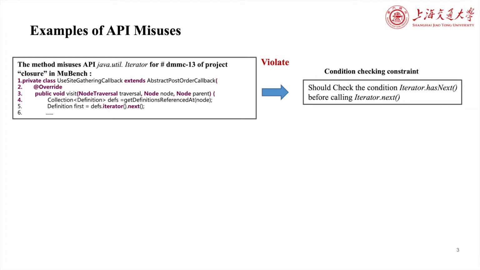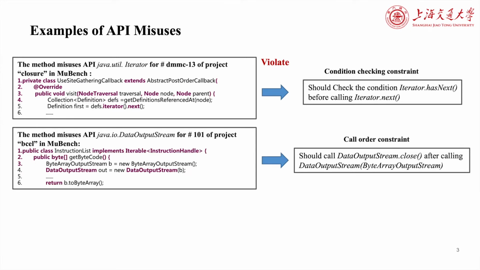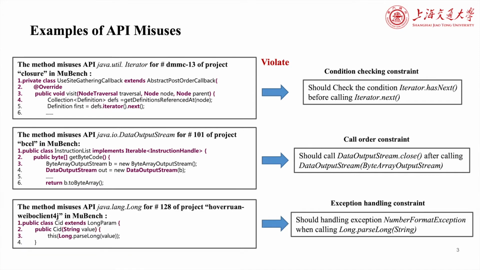The first one violates the condition checking constraint of API iterator. It calls method next without checking the condition hasNext. The second one violates the call order constraint of API DataOutputStream. It does not call method close after calling the constructor method. The third one violates the exception handling constraint of API Long. It does not handle NumberFormatException when calling method parseLong.